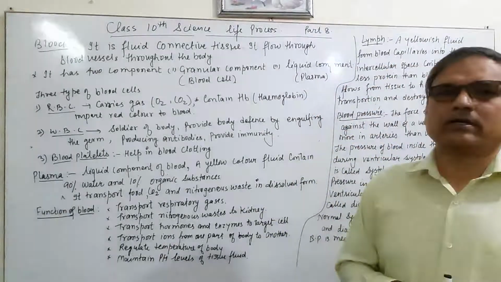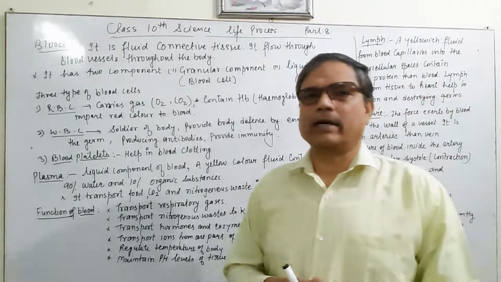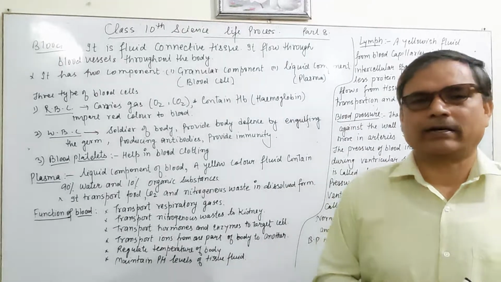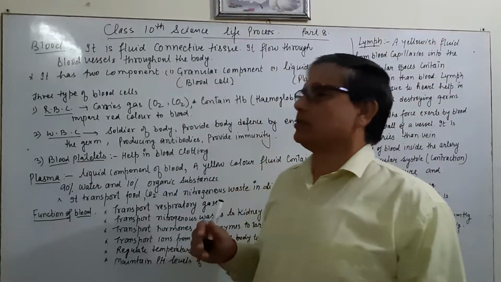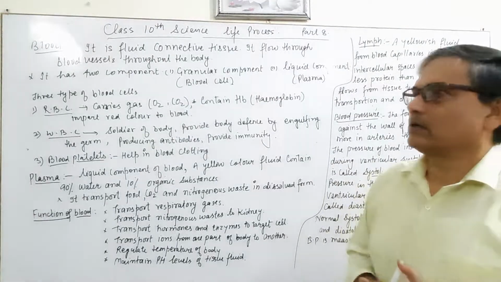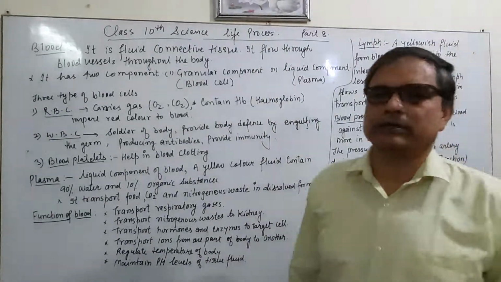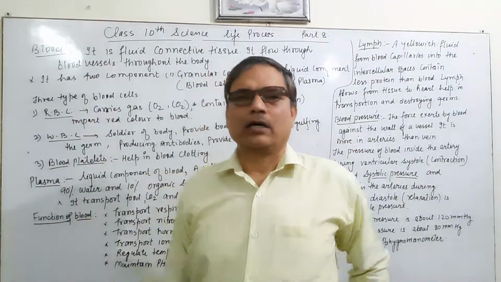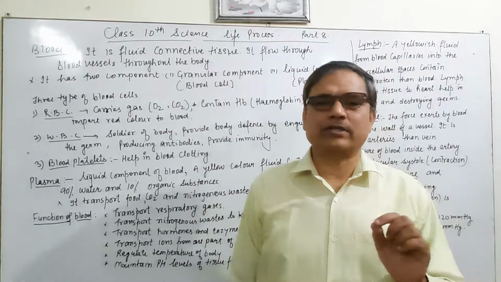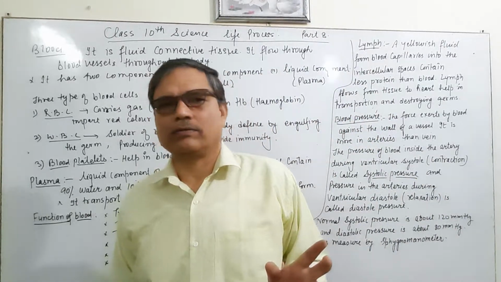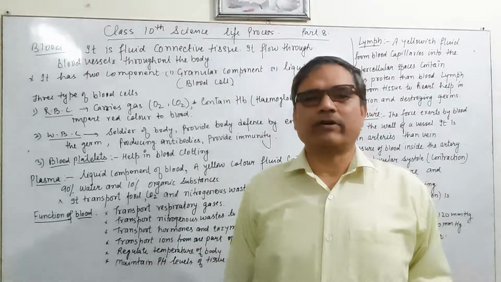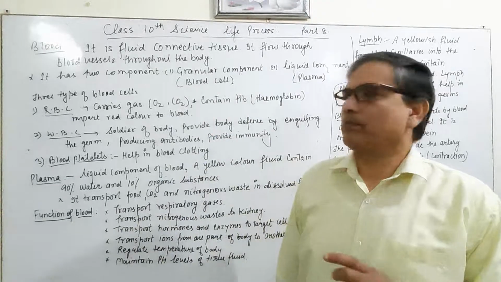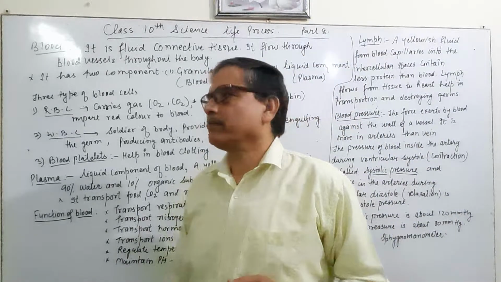Now today we will start the topic blood and its function and the blood vessels which carry the blood. This is a topic from class 10 science, life process, part 8. First, we already discussed in the circulatory system the three main parts. First is the heart, which was explained in previous classes, second is blood, and third is blood vessels like arteries and veins, and the blood also includes lymph.